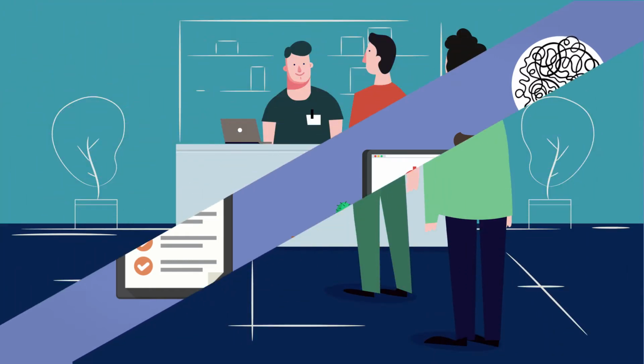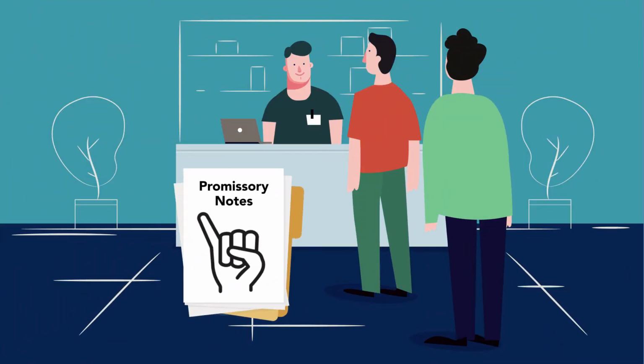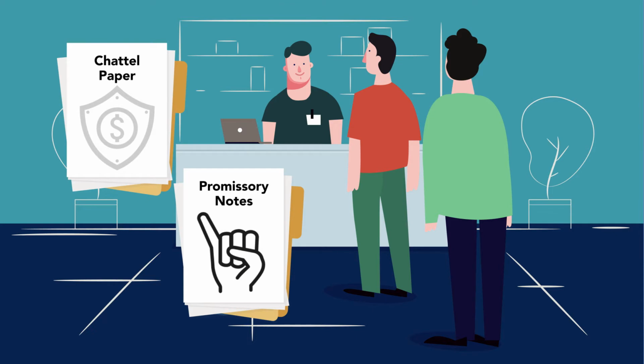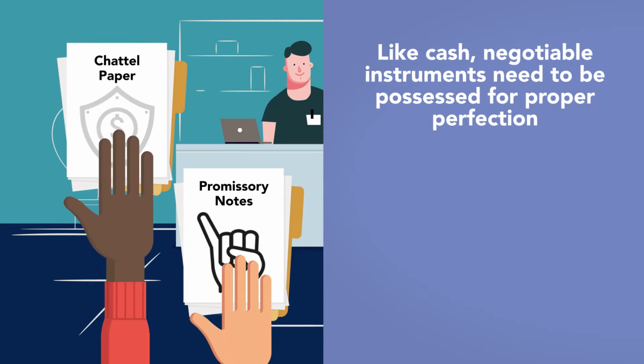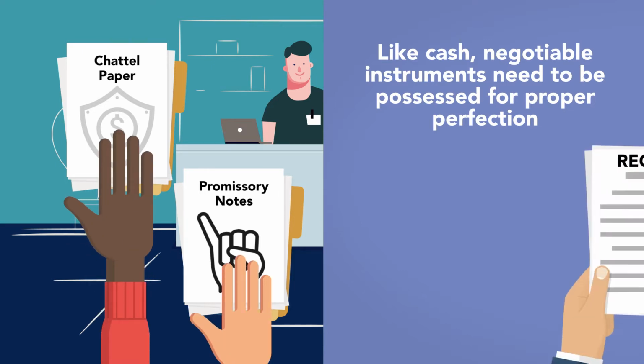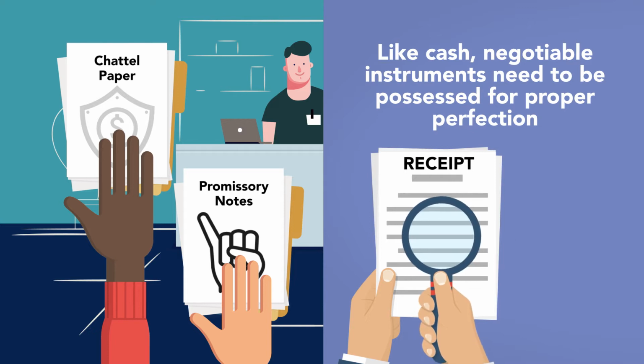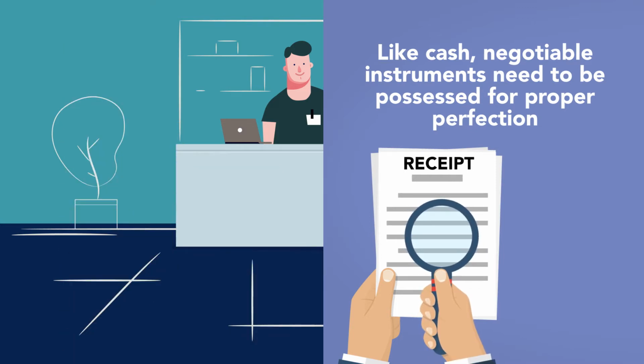For a retail sales debtor, proceeds may take the form of promissory notes or chattel paper generated when extending credit to purchasers. Like cash, negotiable instruments need to be possessed for proper perfection, so a secured party should monitor the receipt of such proceeds and take prompt possession or put other controls in place.